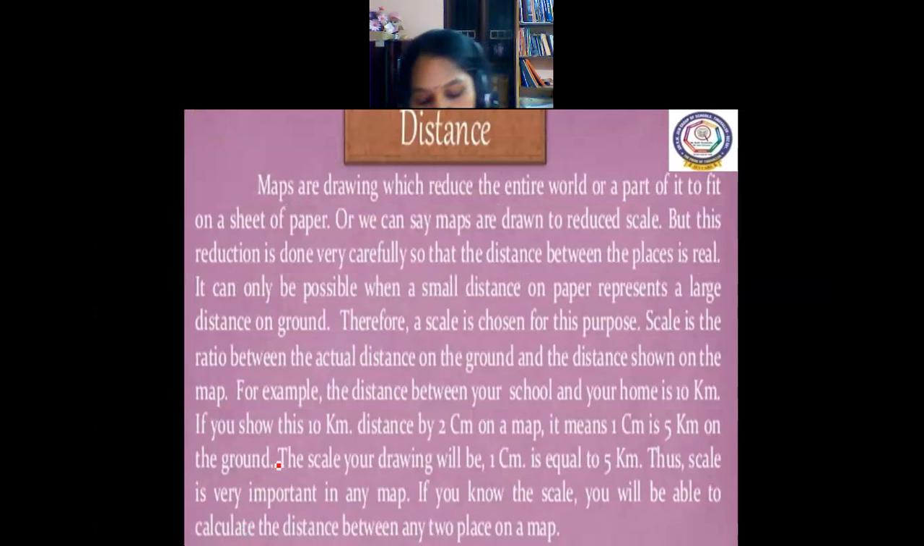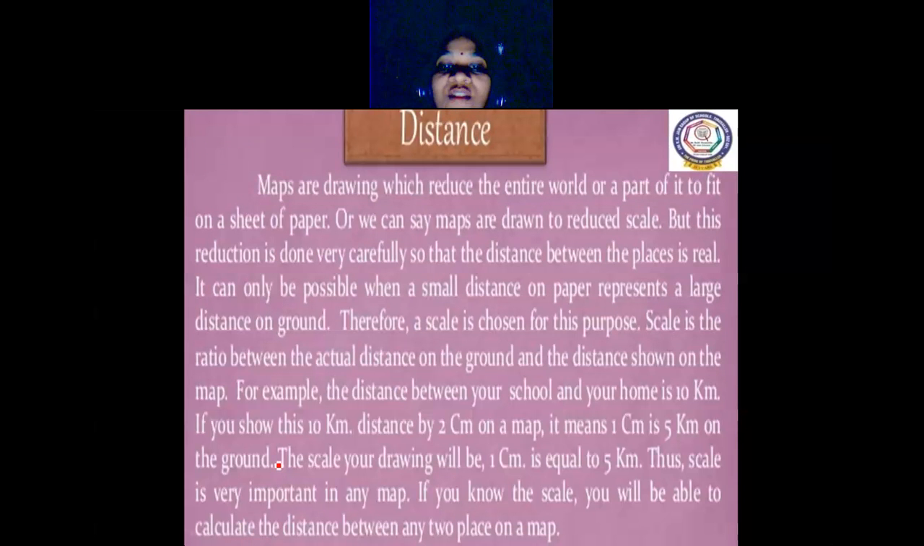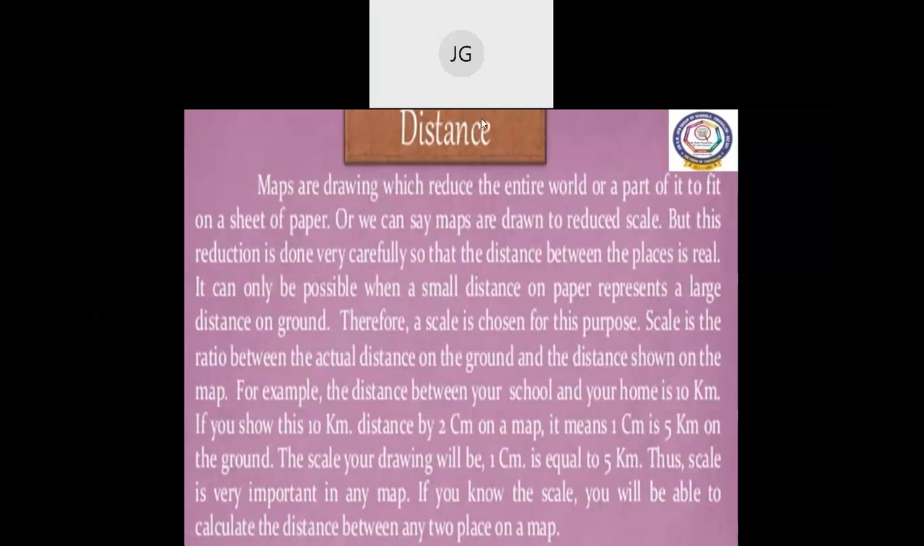Then distance. Maps or drawings reduce the entire world, or a part of it, to fit on a sheet of paper. Maps are drawn to a reduced scale, but this reduction is done very carefully so that the distance between places is real. It is only possible when a small distance on paper represents a large distance on the ground.